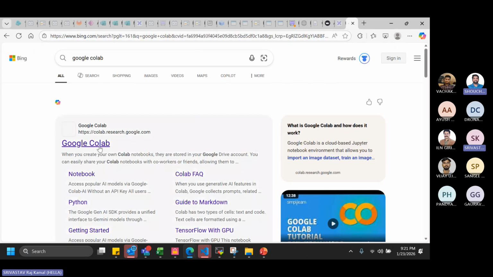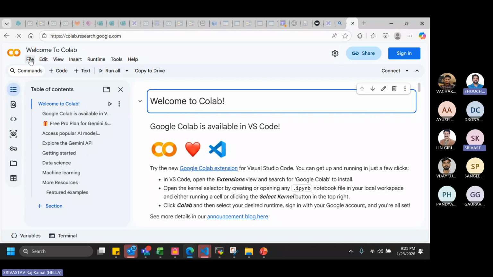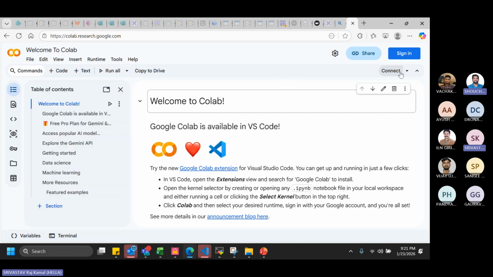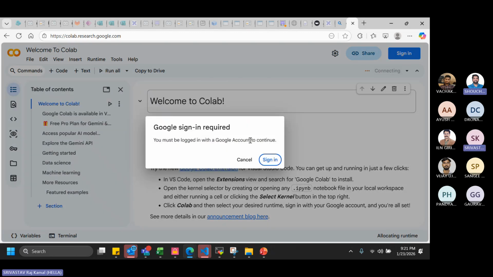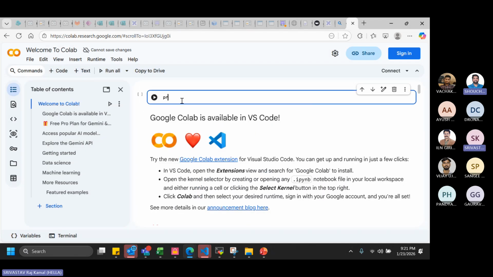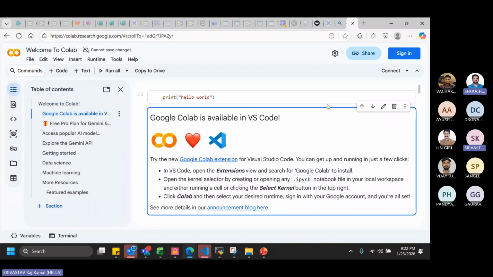You search for Google Colab and click it here. This is free. You can log in with any ID, and whatever code you write would be saved. Let's see, yes, this is open. For example, you can create a new file, or upload a notebook. For example, connect. I need to sign in with a Google account. Once I'm signed in, I can write code here, for example, print hello world. Your code is automatically saved. So if you go with this, there's no need for any setup on your system.